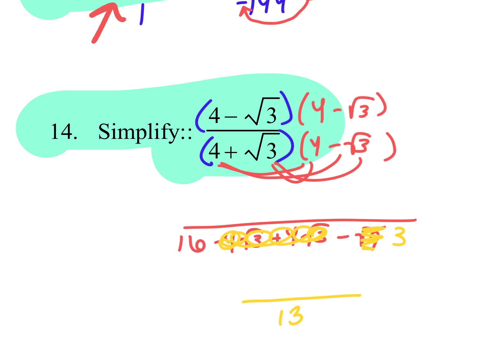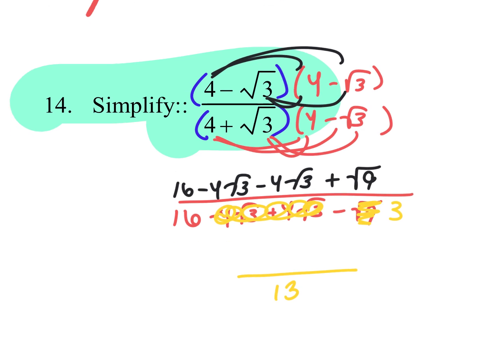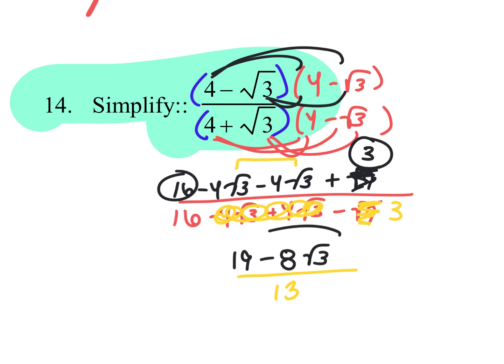Perfect. Now let's FOIL the top. What is 4 times 4? 16. What is 4 times negative root 3? Minus 4 root 3. What's negative root 3 times 4? Minus 4 root 3. And then what's a negative root 3 and a negative root 3? Plus the square root of 9. What is the square root of 9? 3. So what can we combine on top? 16 and 3 is 19. And then what about right here? Negative what? 8 square root of 3. And that is it. Good job.